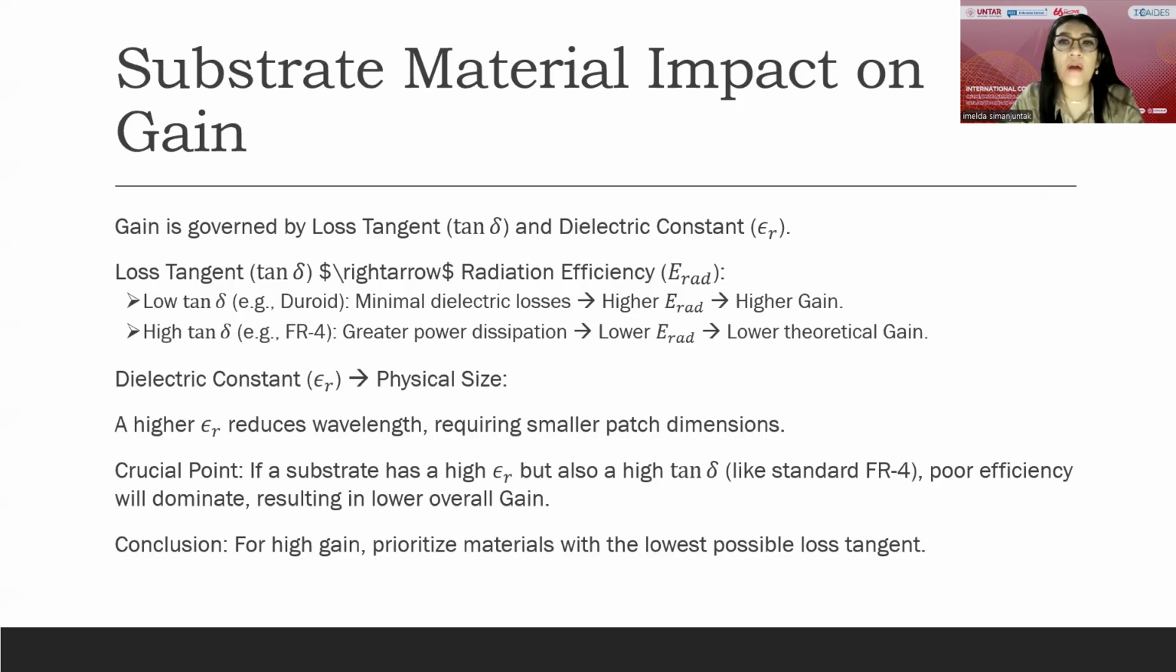The main impact on the gain is using five materials of substrate with these three scenarios. The motivation is the loss tangent and dielectric constant.